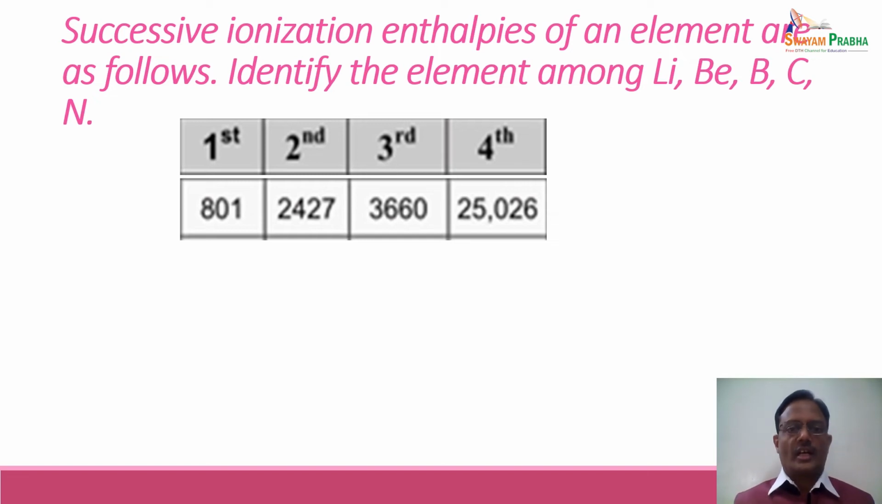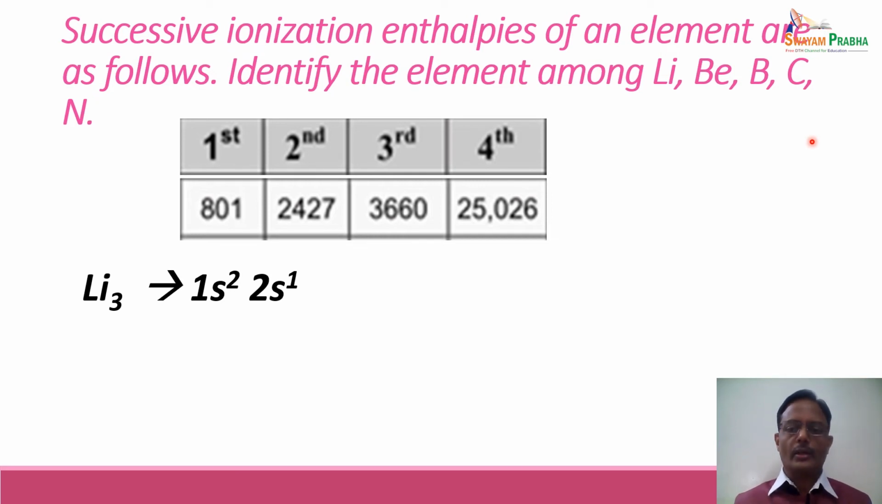Next question is, successive ionization enthalpies of an element are as follows. So the first, second, third and fourth ionization enthalpy values are given in kilojoule per mole for a particular element, and we have to identify the element among lithium, beryllium, boron, carbon and nitrogen. So which element among them can have these values of successive ionization enthalpies? In order to explain this, we will have to write the electronic configuration of lithium, beryllium, boron, carbon and nitrogen.